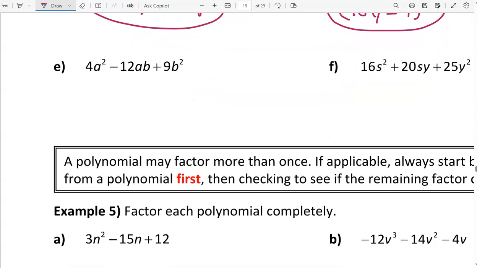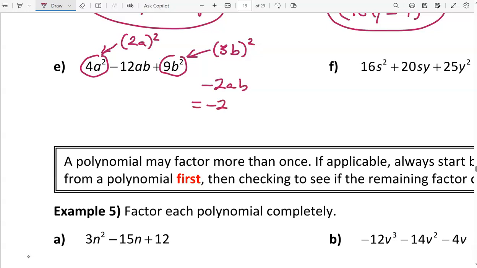All right, let's check out E. The first term is a perfect square. It's the square of 2a. The last term is also a perfect square, the square of 3b. And if this is a perfect square trinomial, our middle term will be negative 2 times a times b, fitting that pattern. So negative 2 times 2a times 3b, which would give us negative 12ab. So this is in fact a perfect square. It is 2a minus 3b, the quantity squared.